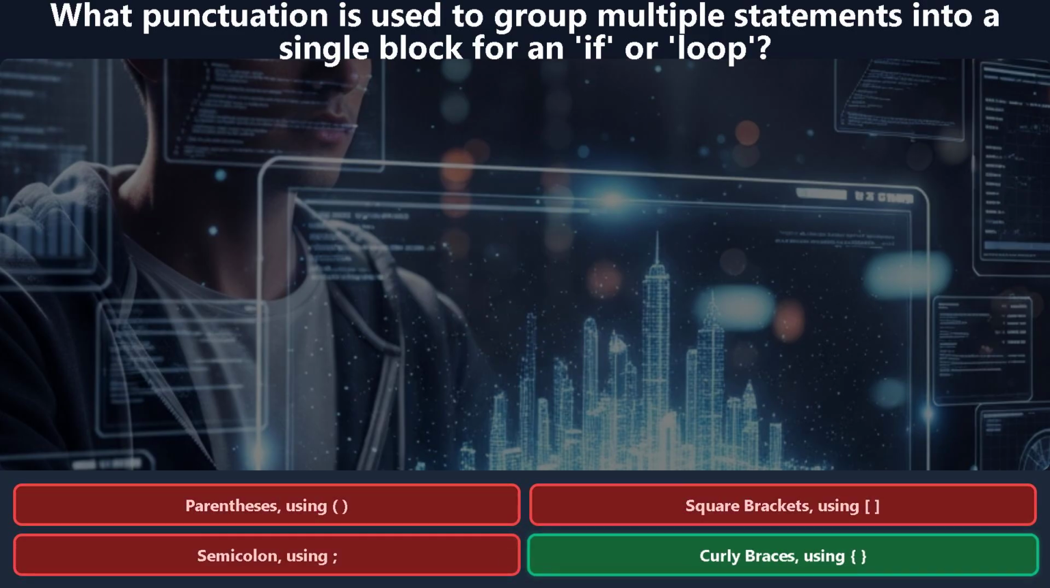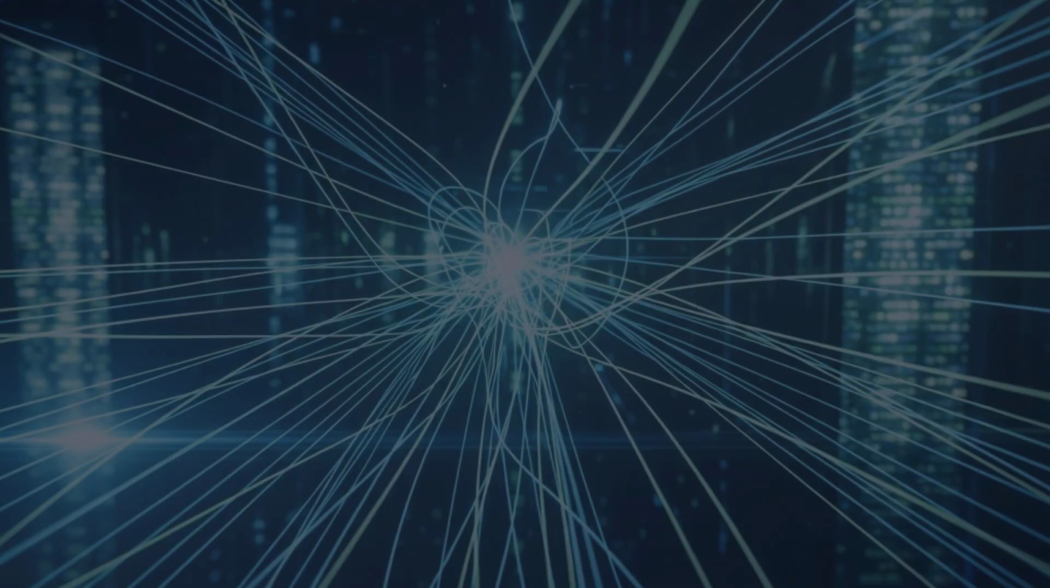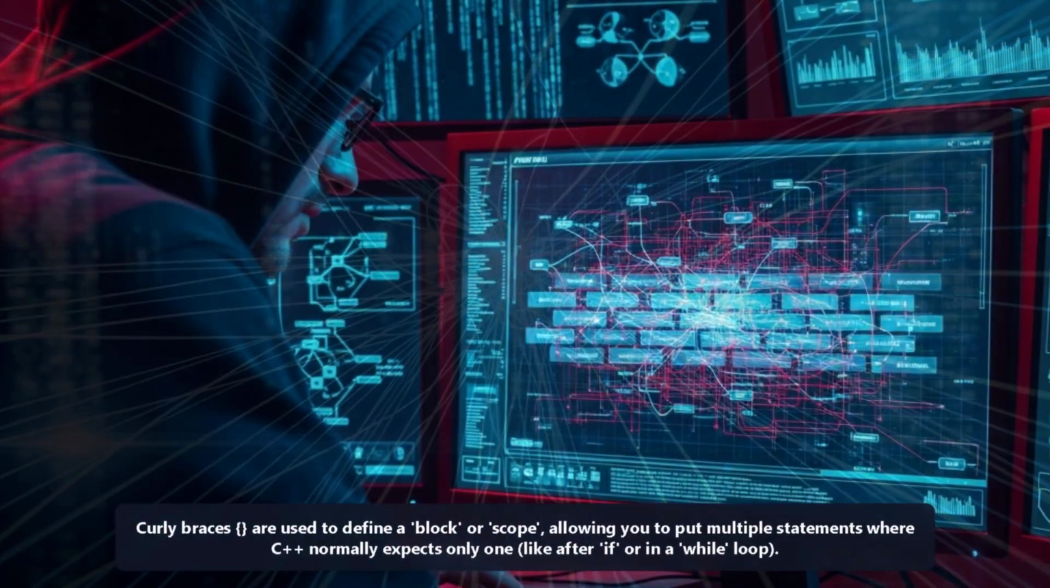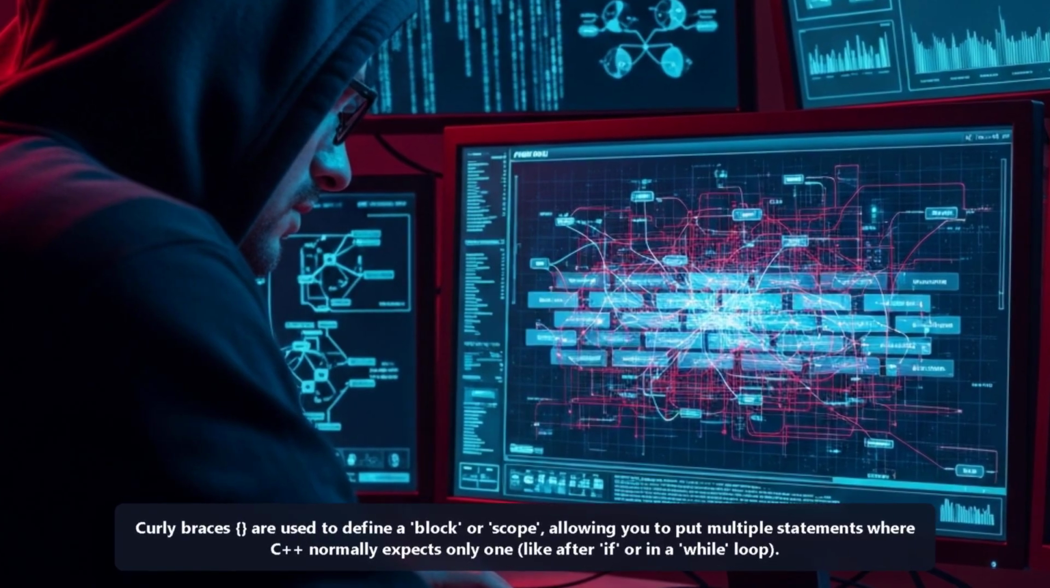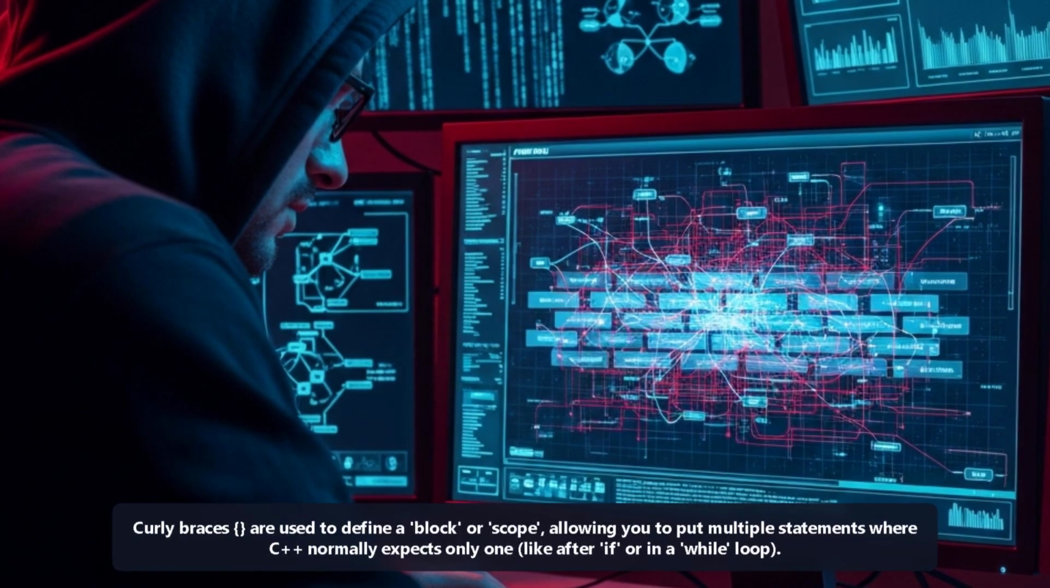Curly braces. Curly braces are used to define a block or scope, allowing you to put multiple statements where C++ normally expects only one, like after if or in a while loop.